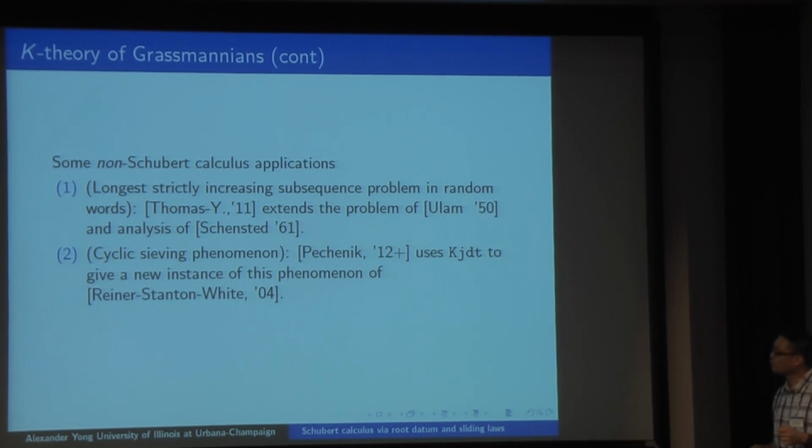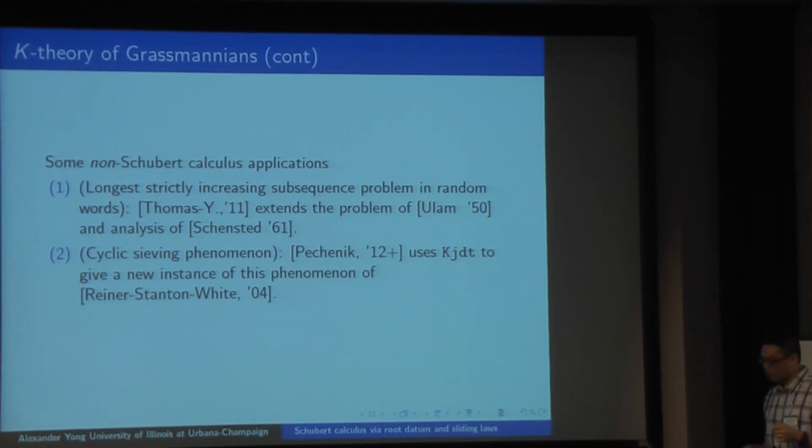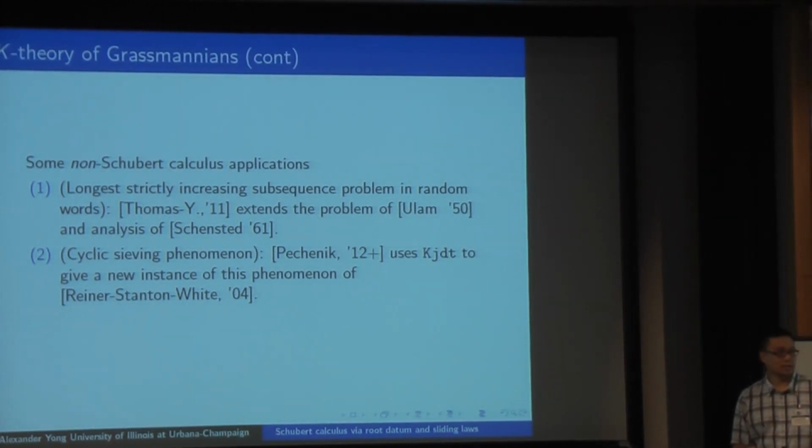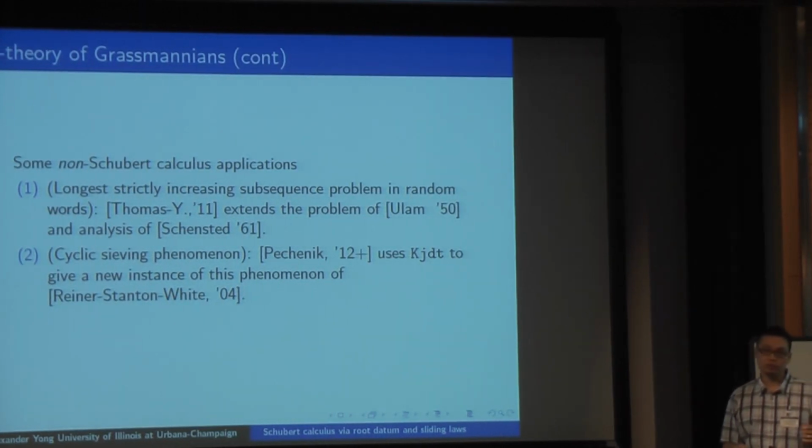And one of the end consequences of this is that whereas the original problem, Ulam's, has the answer of 2 square root n, we are able to obtain answers for, if you have a random word, what is the longest strictly increasing subsequence. So it's an analogy to that problem. That was with Ofer Zeitouni.